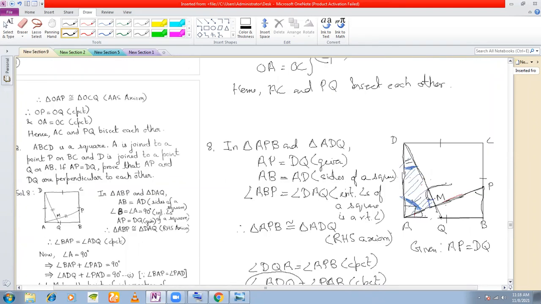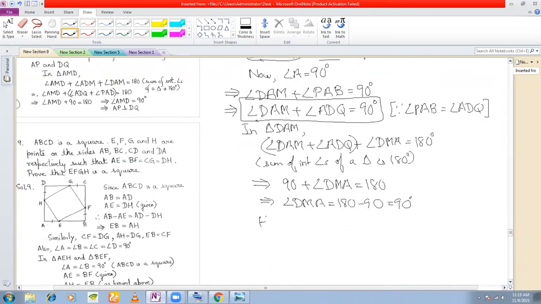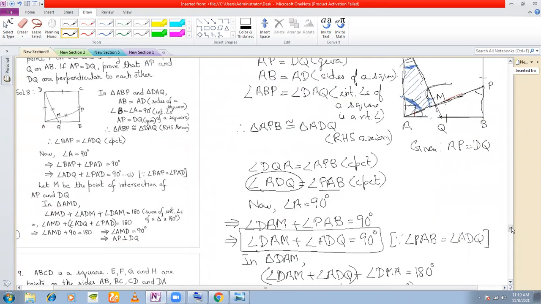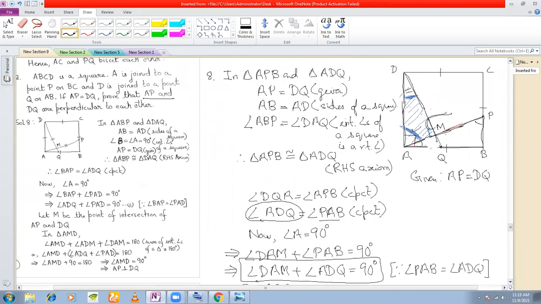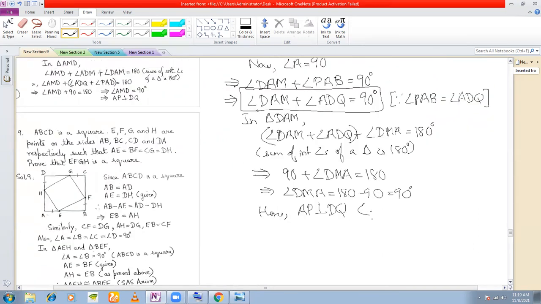That means you have shown that this angle here is 90 degree. That means the diagonals are perpendicular. That means AP must be perpendicular to DQ. And that is what you had to show, isn't it? If you see here, show that AP and DQ are perpendicular to each other. We have shown AP is perpendicular to DQ, and it's proved. Clear? Or any question?